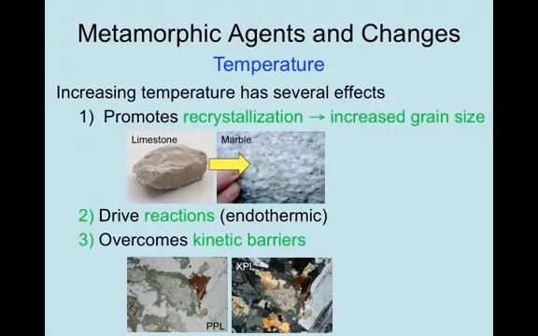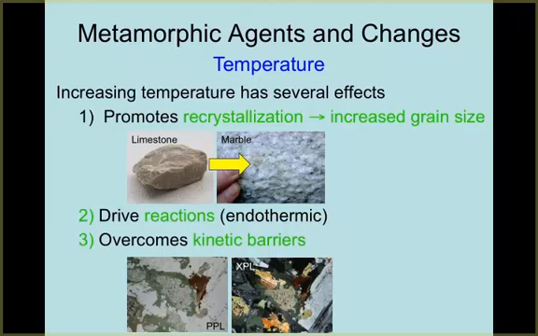As rocks are buried by various processes in the earth, temperature is increasing because of the geothermal gradient. And we're seeing changes to rocks like recrystallization. I've given you an example here of a limestone recrystallizing into a marble, and you see how the grain size is coarsened over the course of that metamorphic process. That's one example. Temperature also drives reactions.